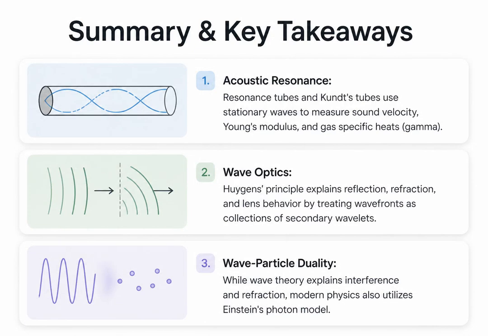To wrap up our journey through wave mechanics and optics, we've seen how stationary waves allow us to probe the physical properties of gases, liquids, and solids. In optics, treating light as a wavefront and applying Huygens' principle gives us a deep, intuitive understanding of reflection, refraction, and lens behavior. While wave theory reigns supreme for these phenomena, remember that modern physics beautifully unites both wave and particle descriptions to fully explain the nature of light.